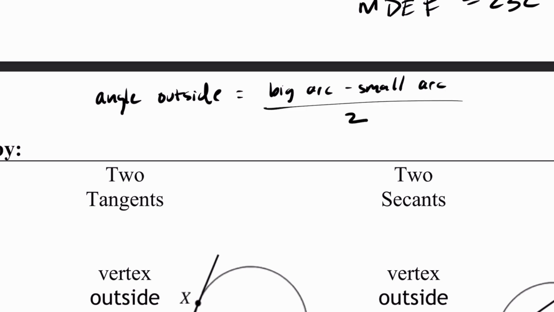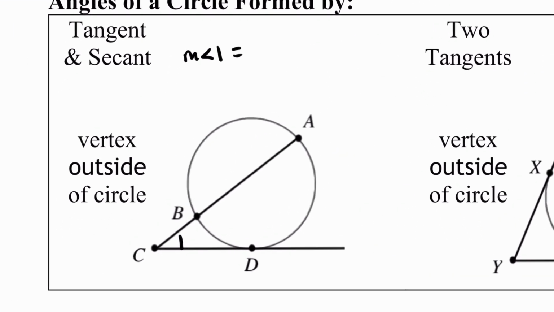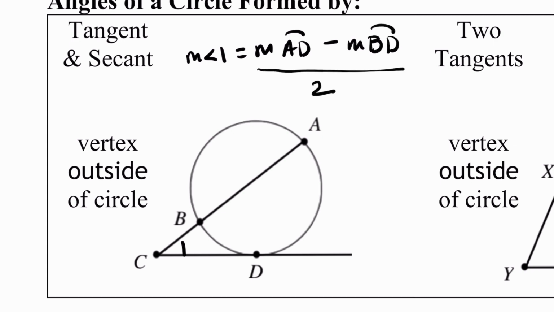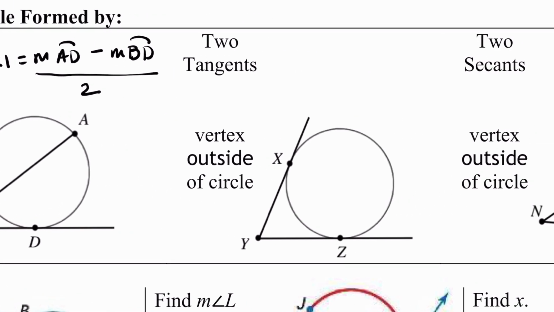all over 2, okay? So if I want to figure out this angle here, it's this big arc, so measure arc AD minus the smaller arc, measure arc BD, all over 2. Okay, again, it's big arc minus small arc all over 2. Okay, so here, the vertex is outside of the circle.